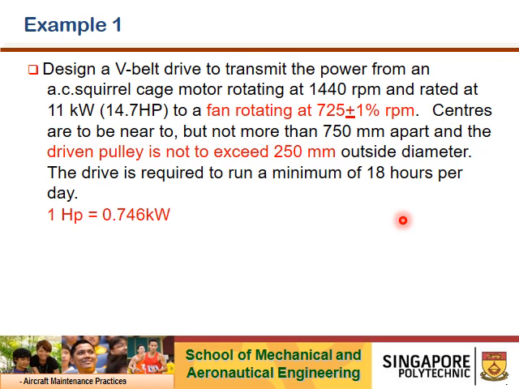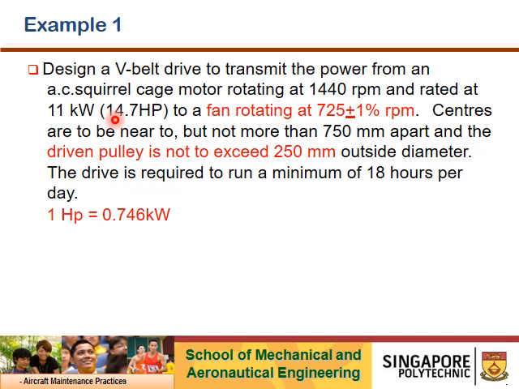Recap, this is the question for example 1. Do take note of the variables given. And just in case you don't understand how we get 14.75 horsepower, 1 horsepower is equal to 0.746 kilowatt, the conversion factor. So 11 kilowatt converted to horsepower, you divide by 0.746, you will get about 14.75. This is how we obtain 14.75 horsepower to get the service factor.